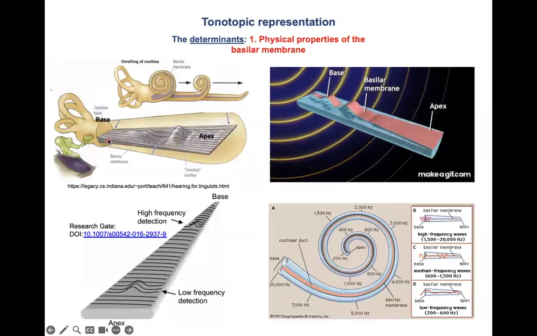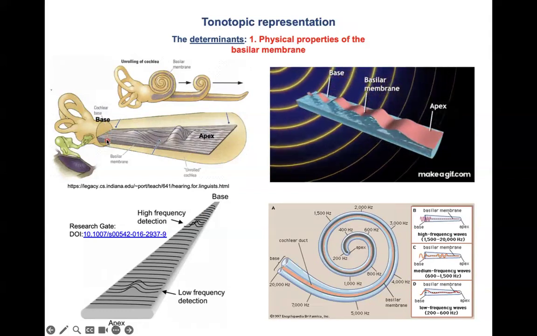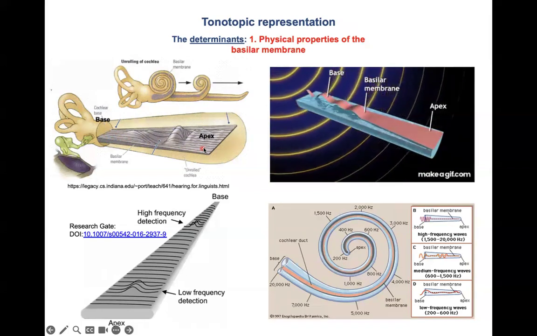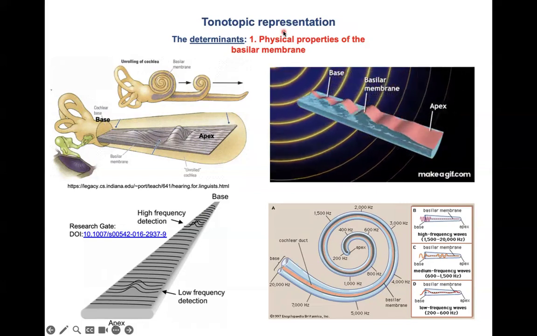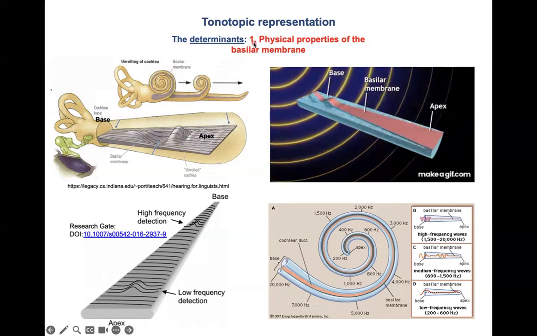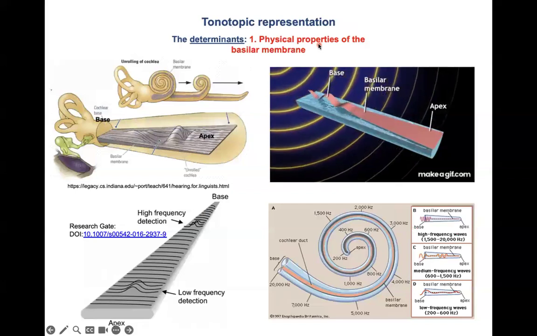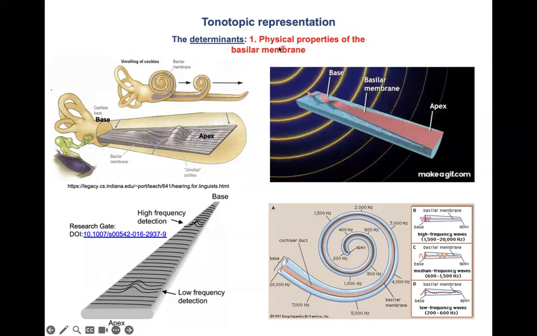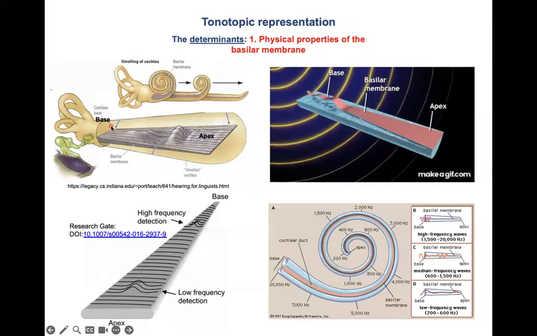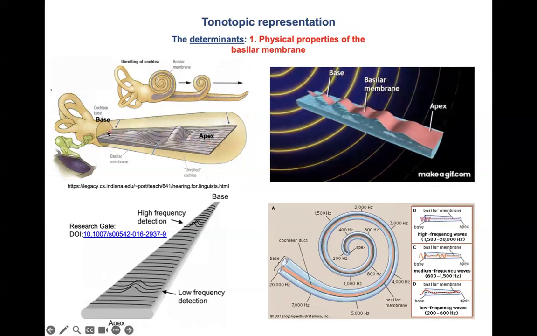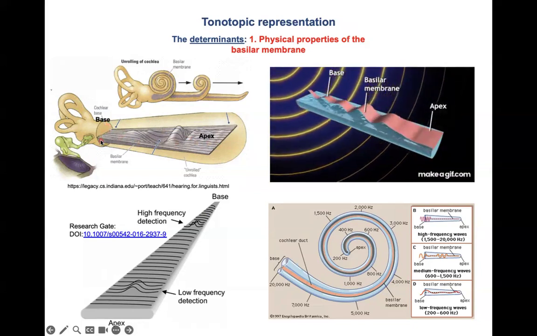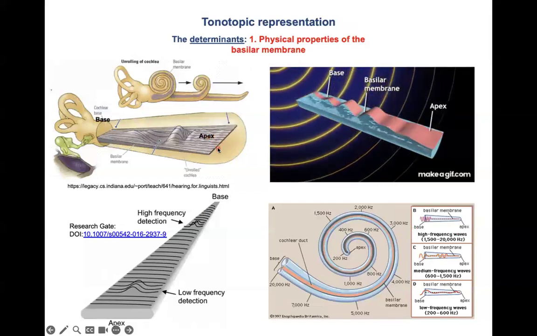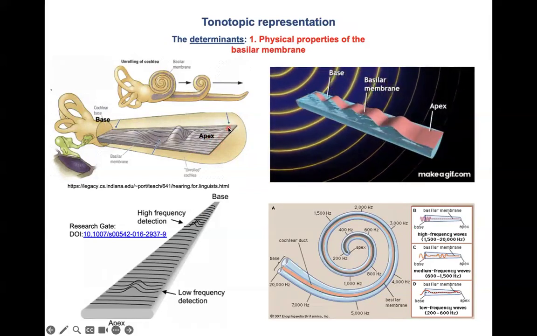So, the separation of the sound frequencies along the basilar membrane is known as tonotopic representation. The determinants are, first, physical properties, and second, neural encoding, as we will see in the following slides. But we will start off with the physical properties of the basilar membrane. Here we have the base, and here we have the apex. The base is narrower and thicker and stiffer than the apex. We see here the apex gets wider, thinner, and also softer.